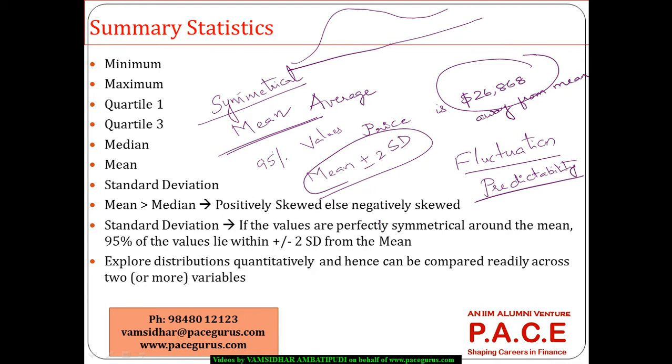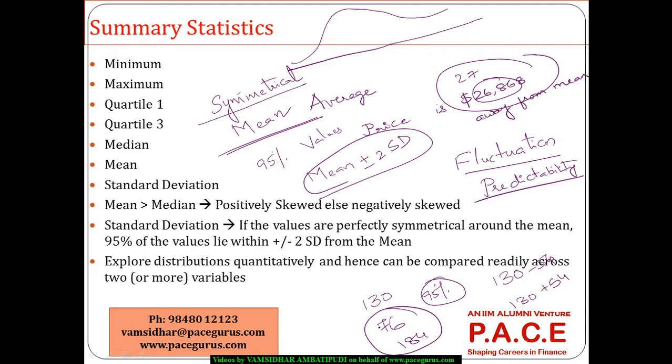Only 5% of them lie outside it. So if you see here, if 130,000 is the mean and 27,000 is the standard deviation, what it says is 95% of the prices of the houses lie between 130 minus 54 to 130 plus 54. So 95% of the observations will lie between 76,000 and 184,000.